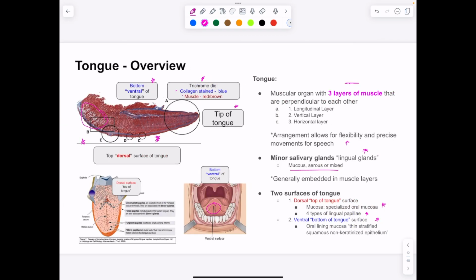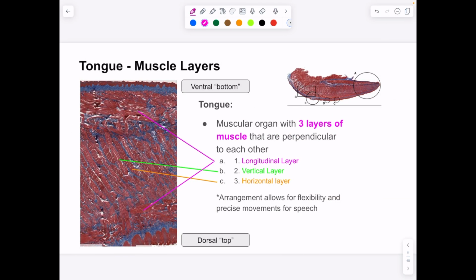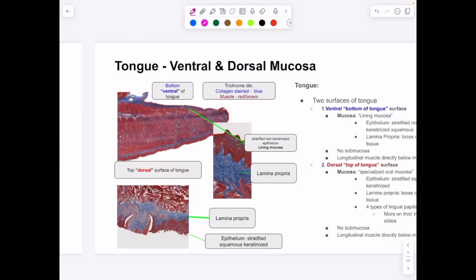Okay, and moving on. So what are the muscle layers? Well, this is a cross section from approximately right here, but there are three layers of muscle that are perpendicular to each other. You can see this is the ventral bottom surface, this is the dorsal top. You have longitudinal muscles going here, longitudinal muscles going here. You have vertical muscle moving down like this, and then horizontal muscle in between those. So the arrangement allows for precise movements during speech.